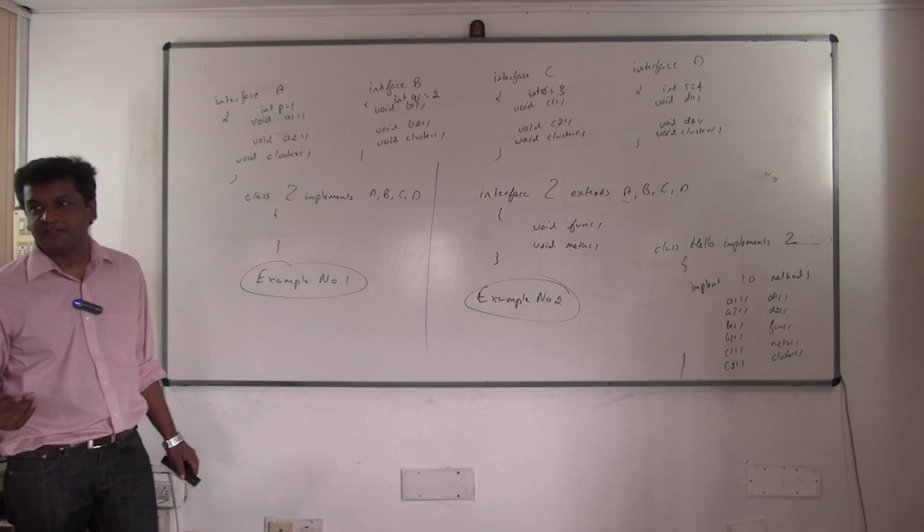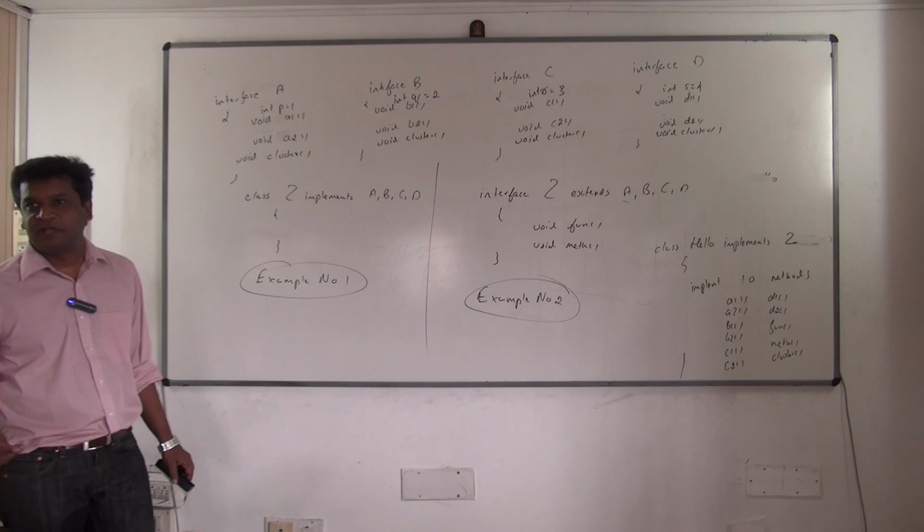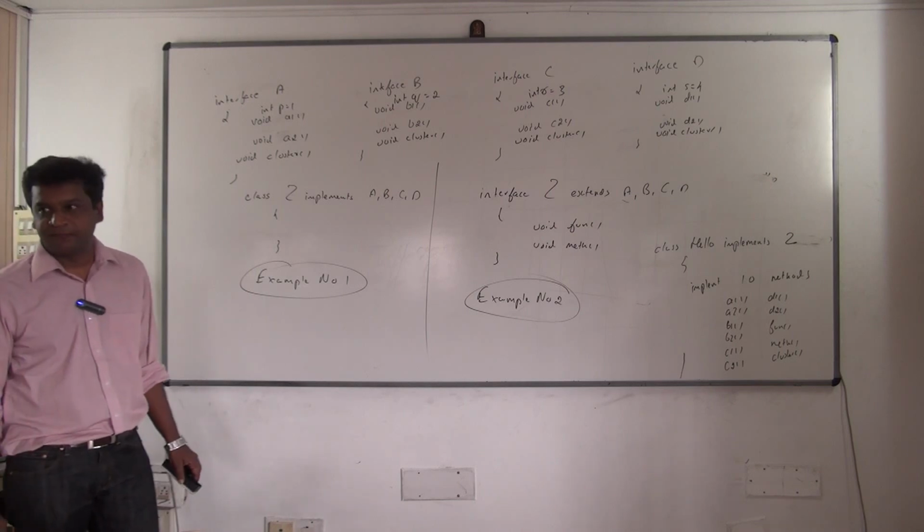Public static final variables and abstract. Now you'll understand very clearly. Yesterday you might have had a question: why is it allowing only two members? What's so special? Now you'll get the clear idea.